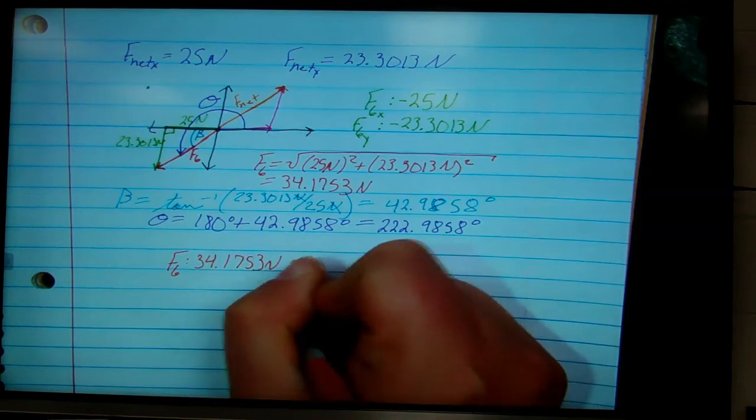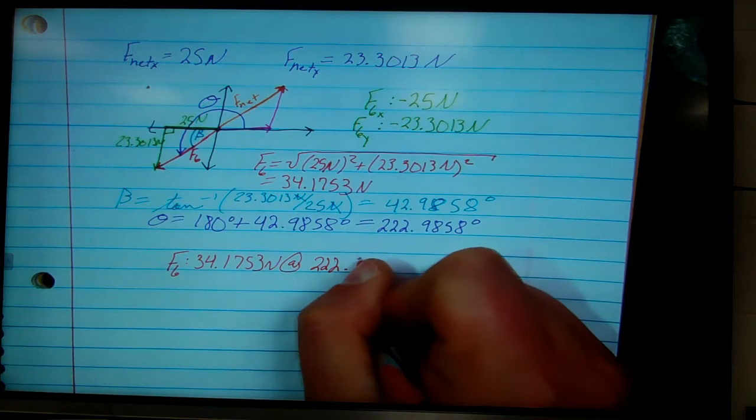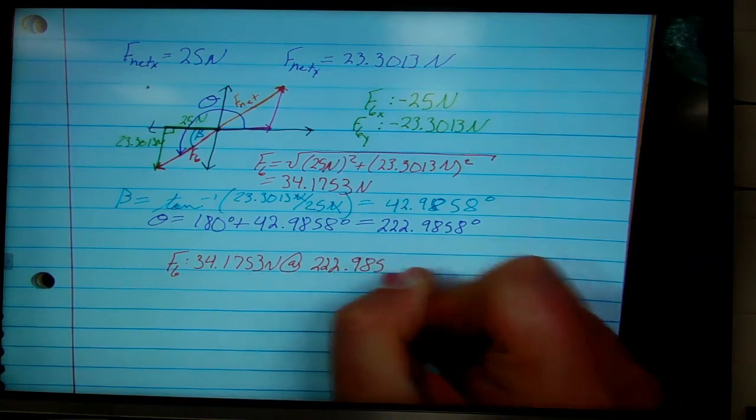So the answer is 34.1753 newtons at 222.9858 degrees.